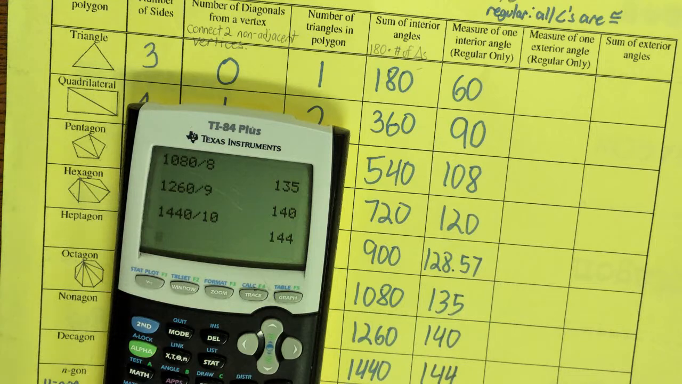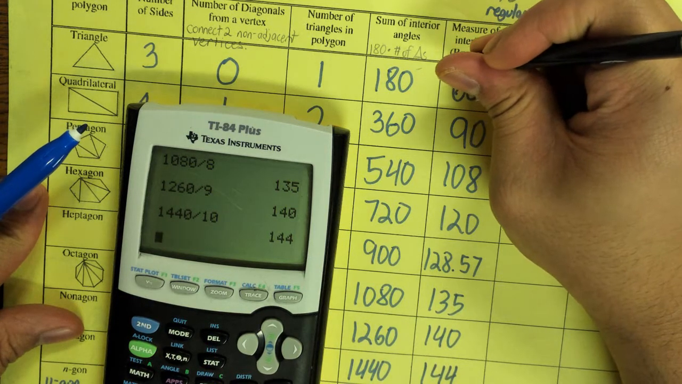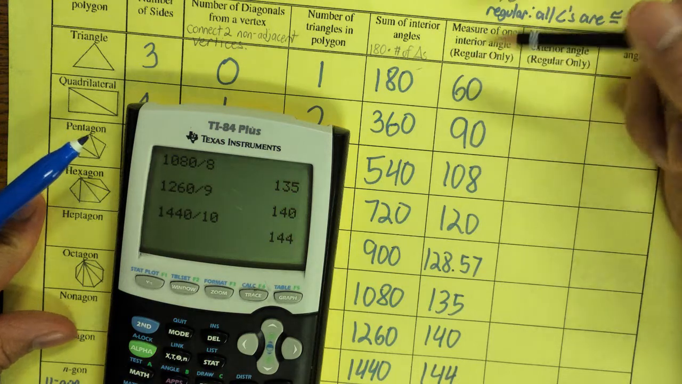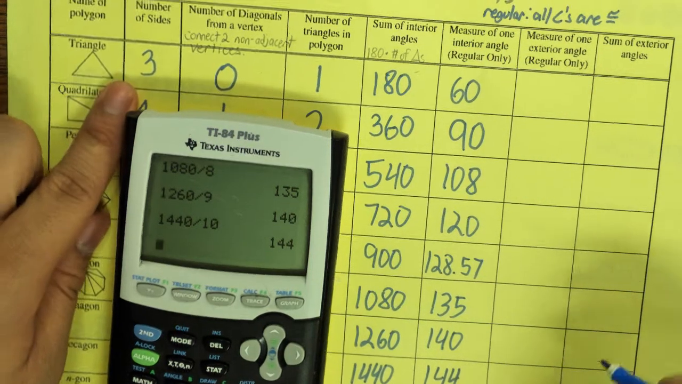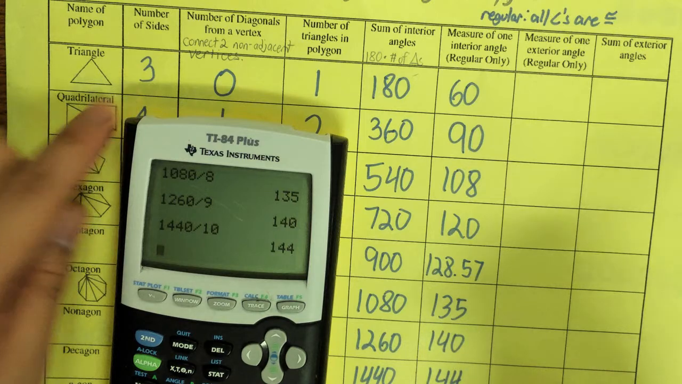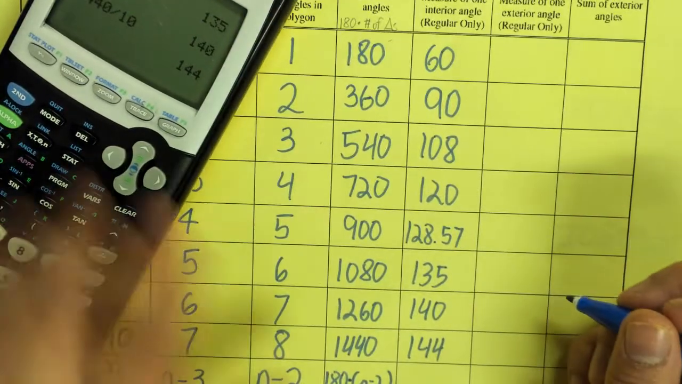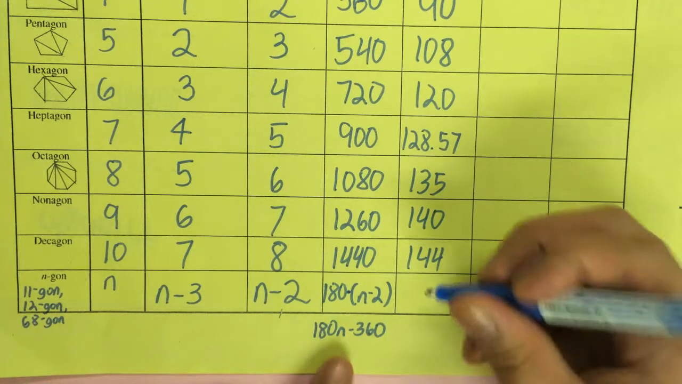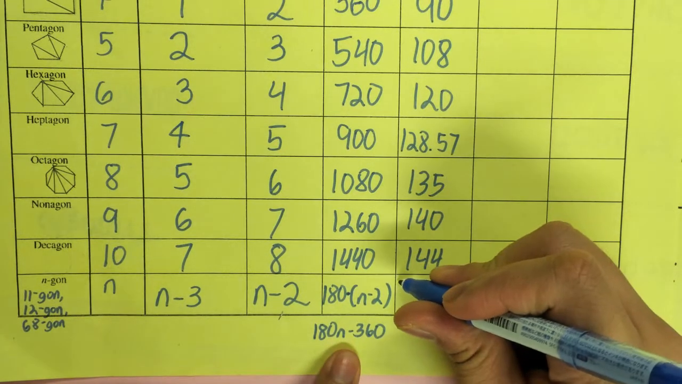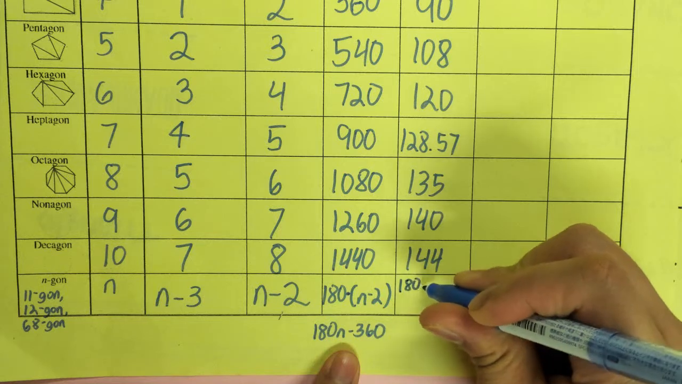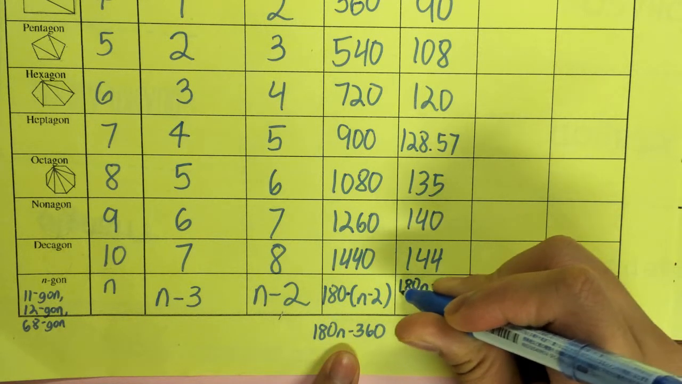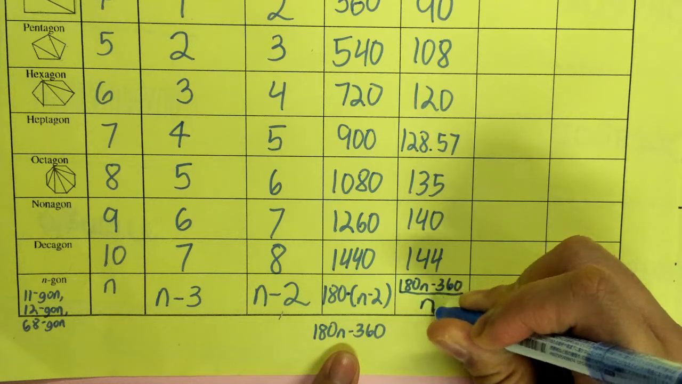So what we did is the sum of the interior angles divided by the number of angles, which is also the number of sides. So I'll use this equation right here. The sum, which is this equation, 180n minus 360 divided by the number of angles we have.